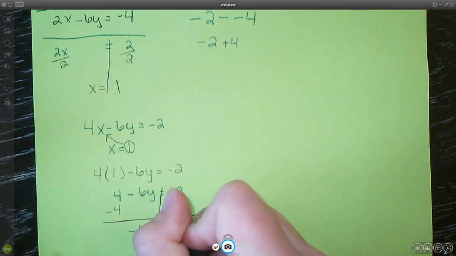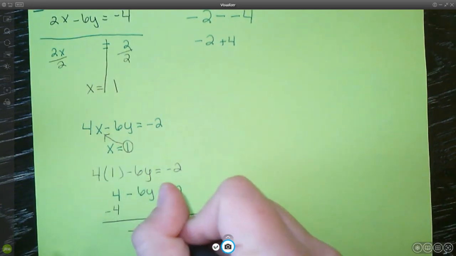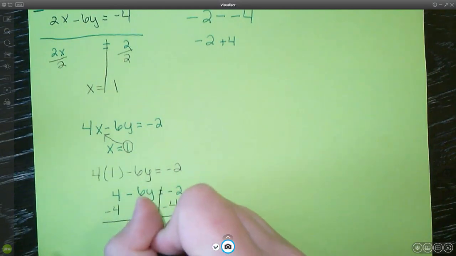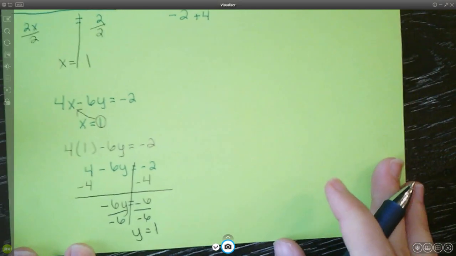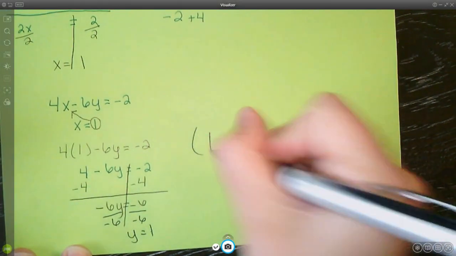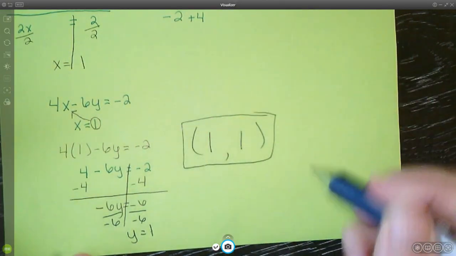And we end up with negative 6y. Negative 2 minus 4 is negative 6. Divide both sides by negative 6, and you get y equals 1. So our answer as a coordinate point, our x value was 1, and our y value was 1. And that is our solution.